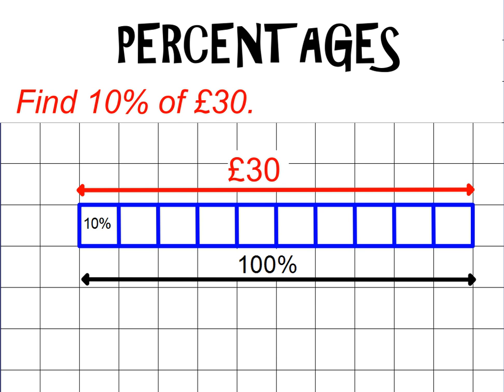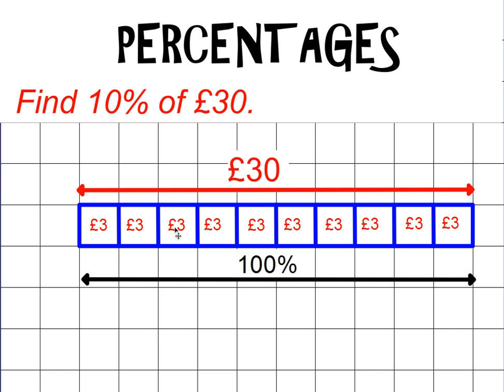Good. Now remember, all we wanted was just 10%. And to find that, what we need to remember is that 100% is the whole thing, and we've divided it into 10 equal sized boxes. So that means to find 10% we divided by 10. So we're going to do that with the whole amount of money as well. £30 divided by 10. £30 divided by 10 is 3. So I can see that each box is going to have to be £3.